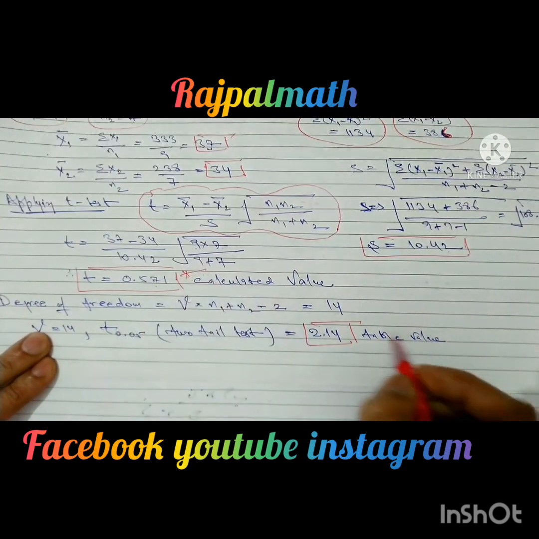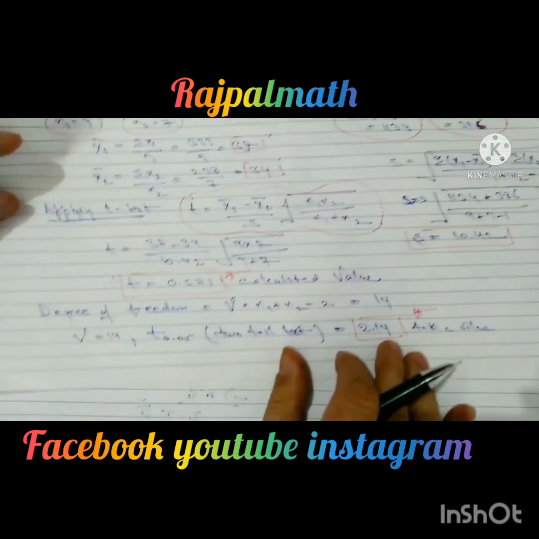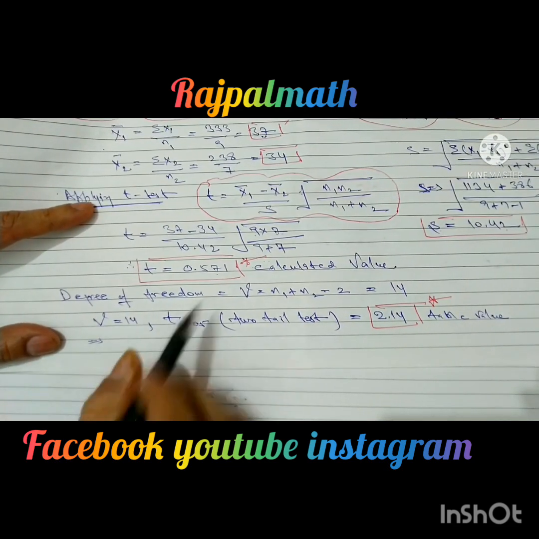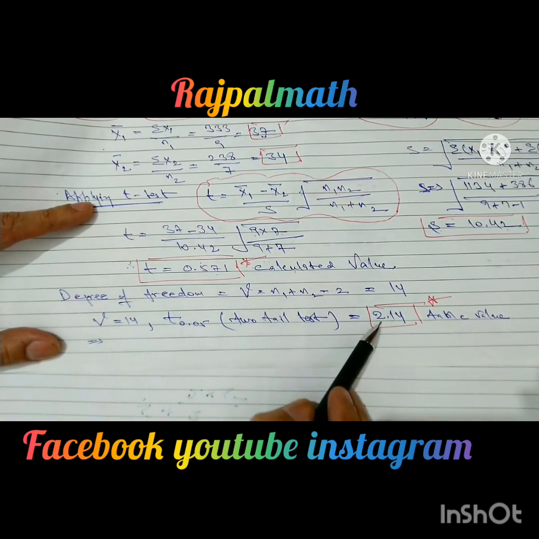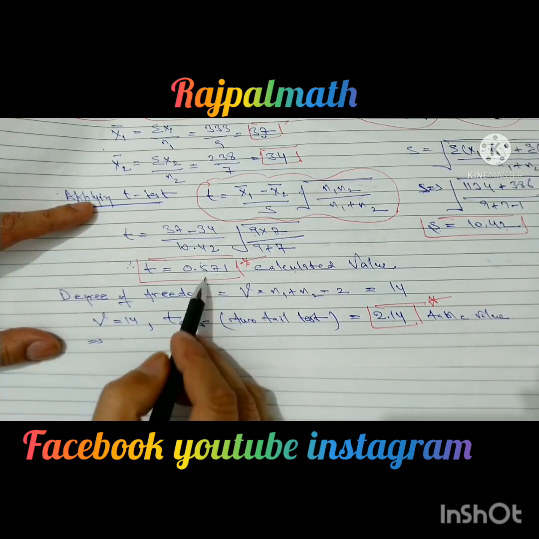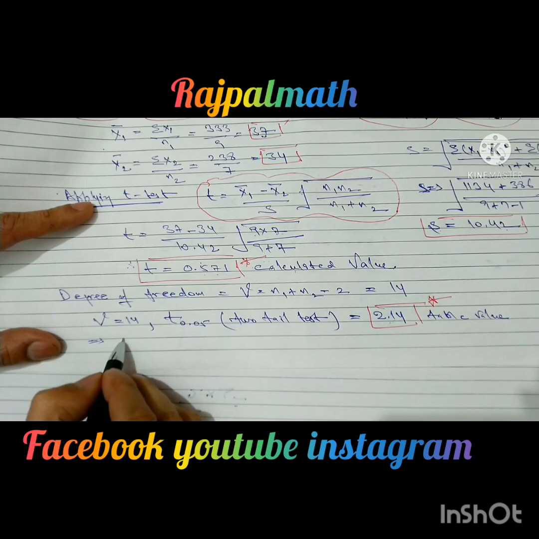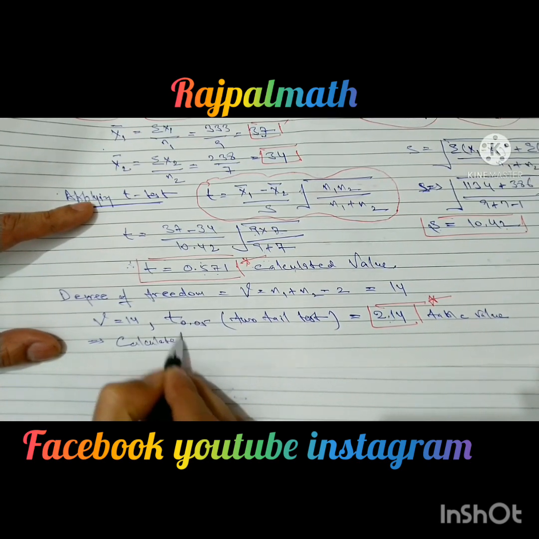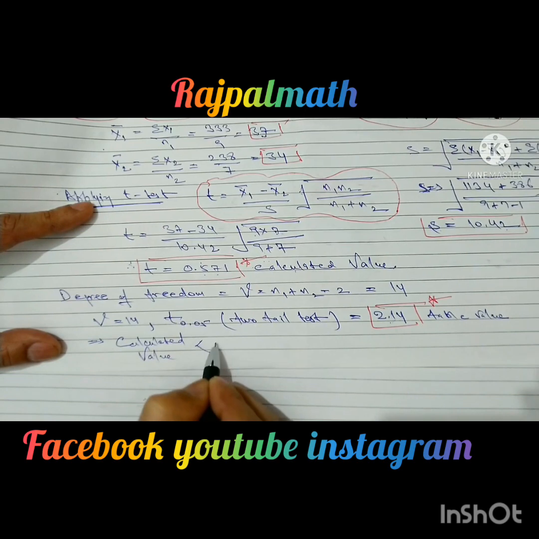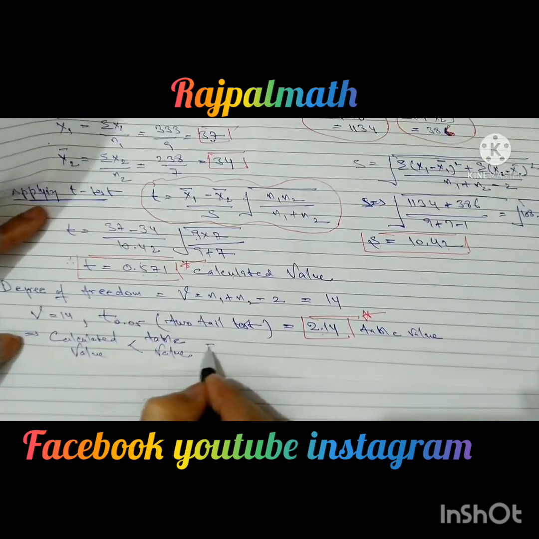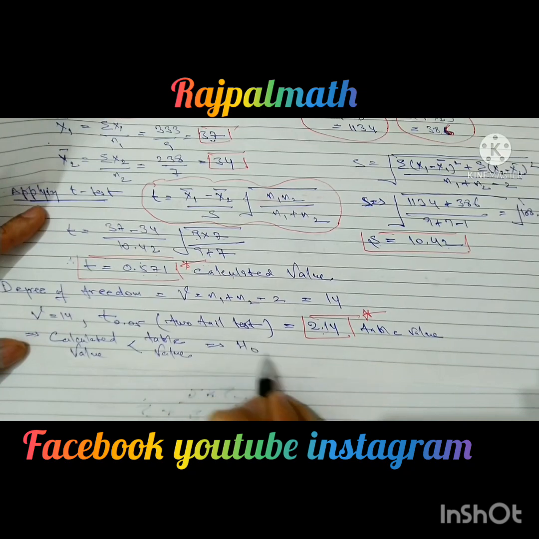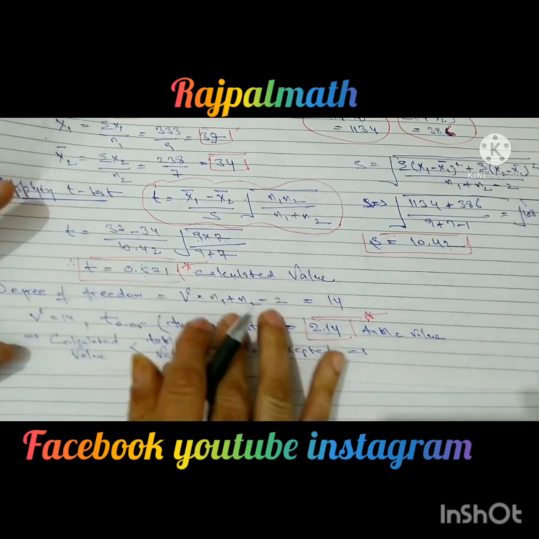This is the calculated value and this is the table value, which implies from these two values, the calculated value is less than the table value. Calculated value is less than the critical value or table value at 5% significance level, which implies we accept the null hypothesis. H naught accepted.